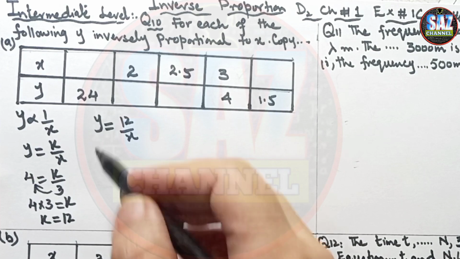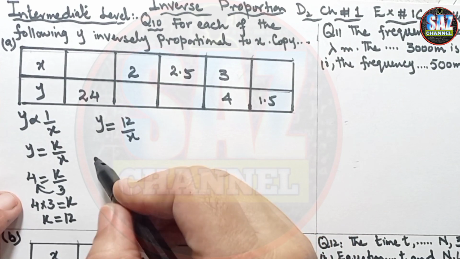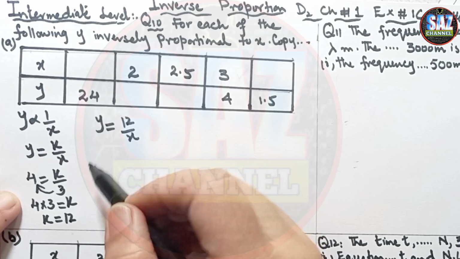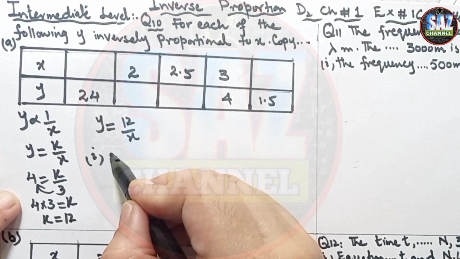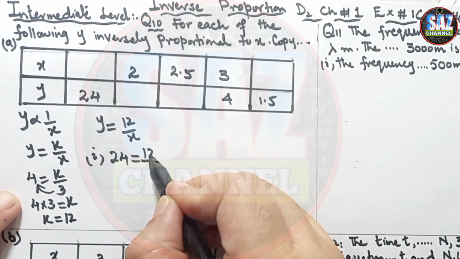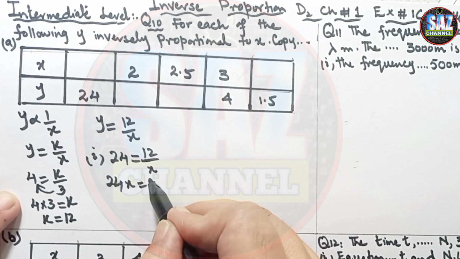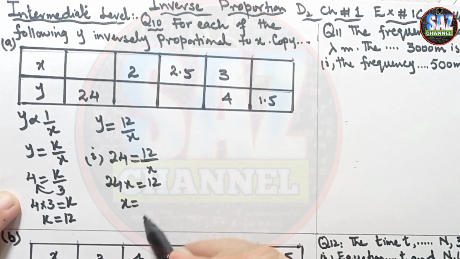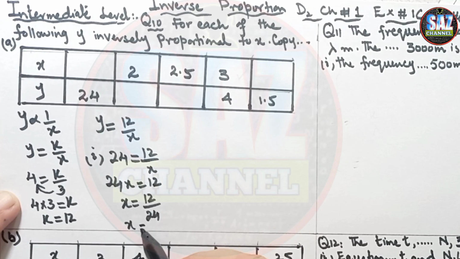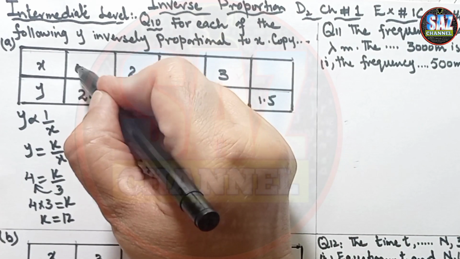Now in order to complete the table, we will take this relationship and find the missing values of the table. If we look at the first unknown value, that is x, for which we are given the value of y. Instead of y, I have to replace 24 equals 12 by x, or 24x equals 12, or x equals 12 by 24, which is equal to 1 by 2, x equals 1 by 2, or 0.5. So replace the value over here.